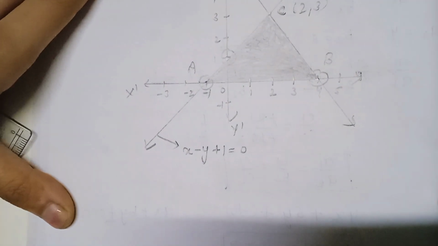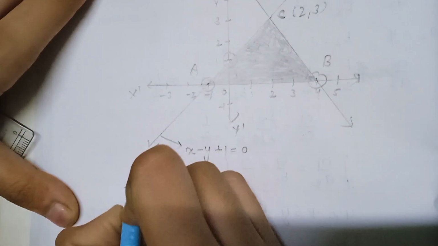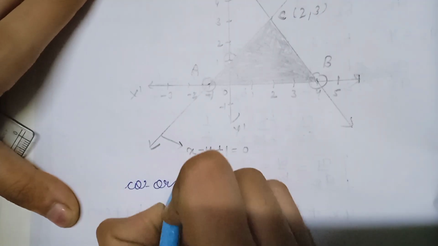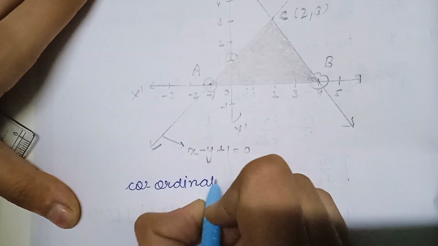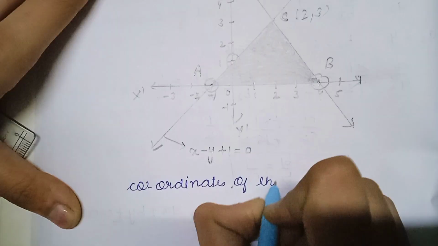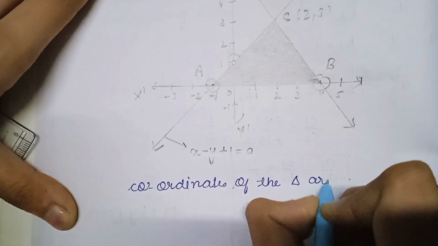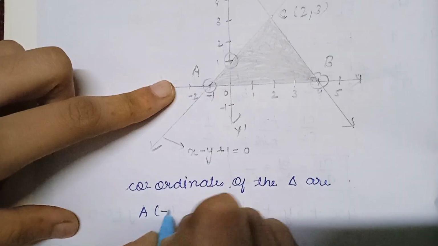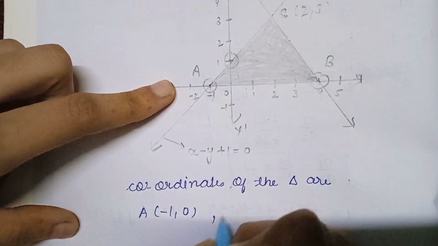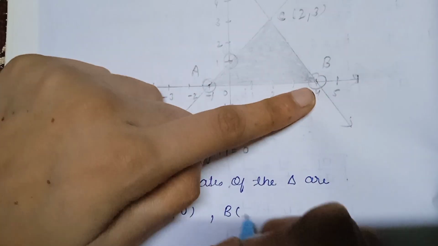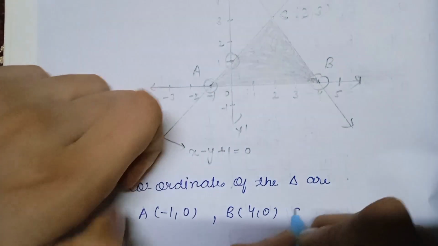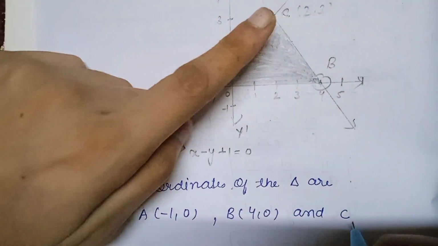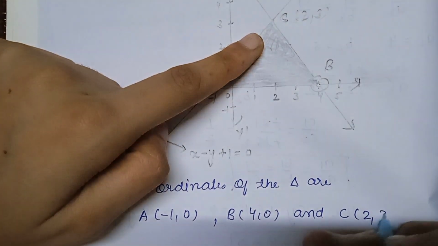So the coordinates of the triangle so formed. Coordinates of the triangle are point A. What is point A? -1, 0. Point B 4, 0, and point C, this is 2, 3.